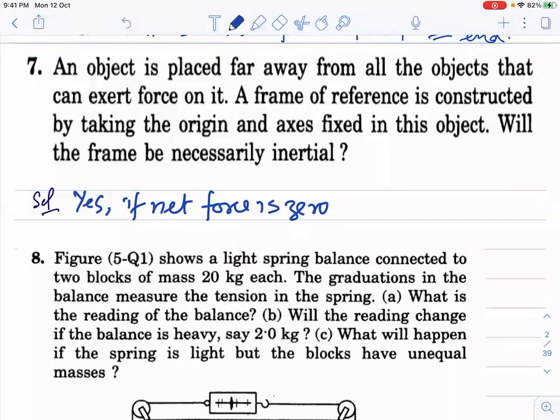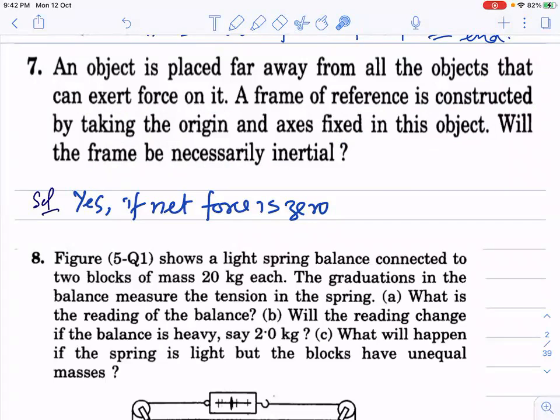Okay, continuing with the short answer question. Question number 7. An object is placed far away from all objects that can exert force on it. A frame of reference is constructed by taking the origin and axes fixed in this object. Will the frame be necessarily inertial? Answer is yes, if net force is 0.